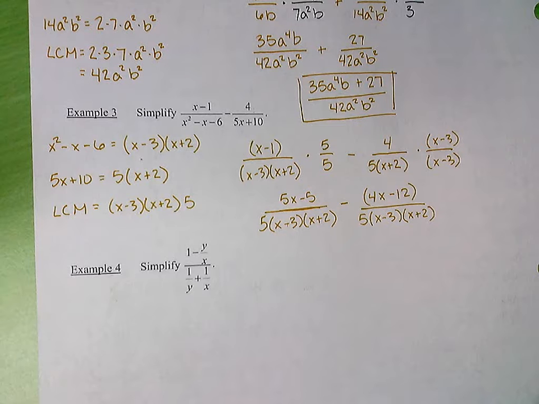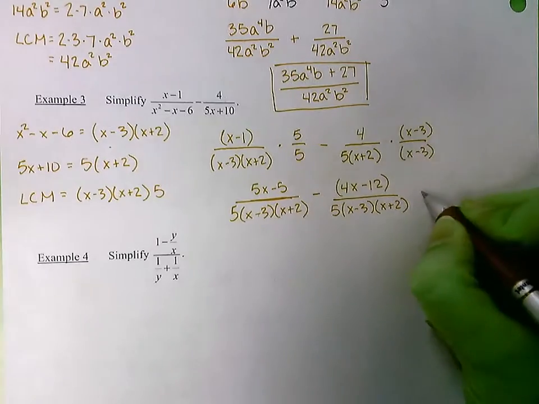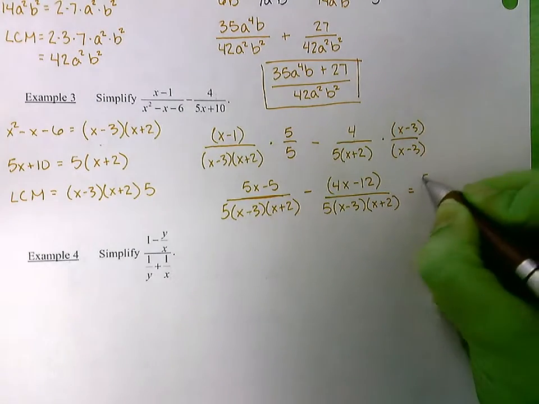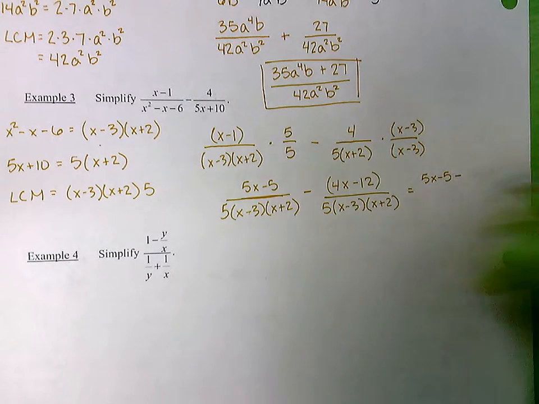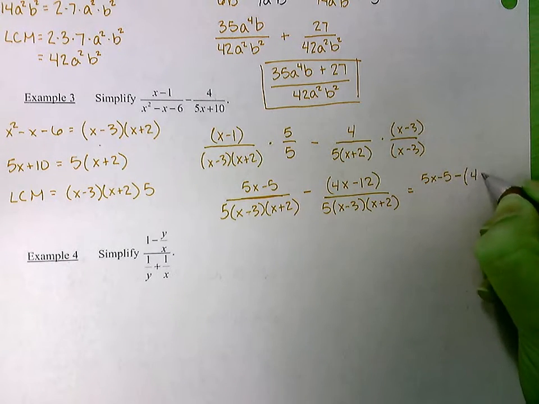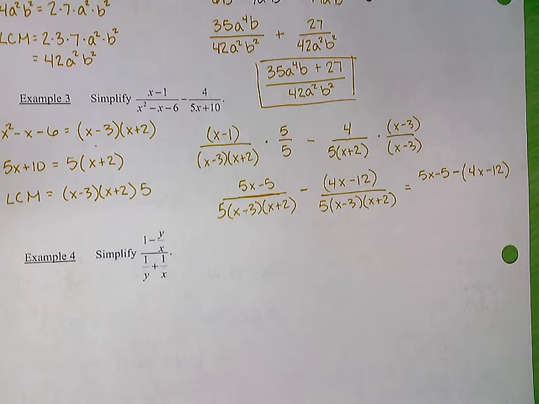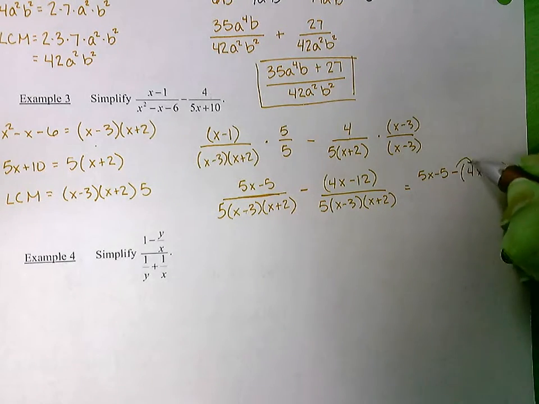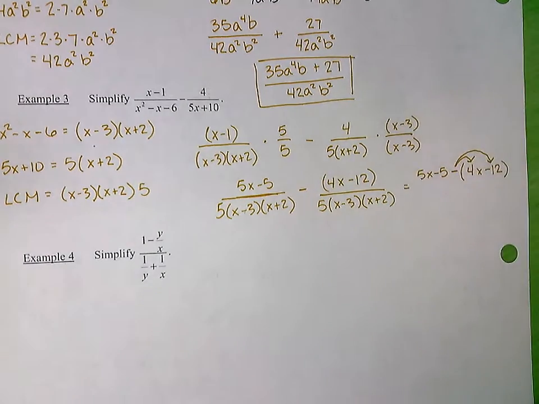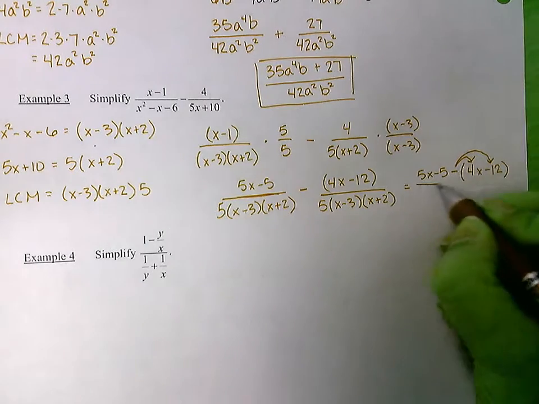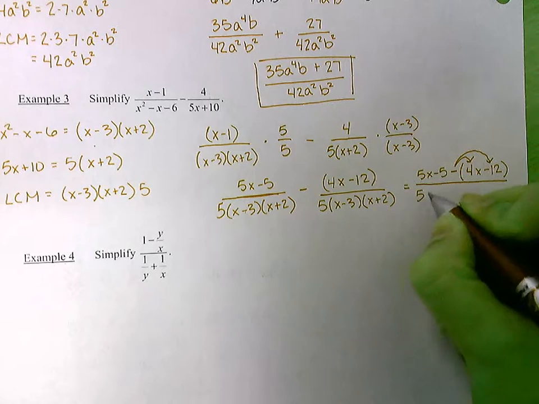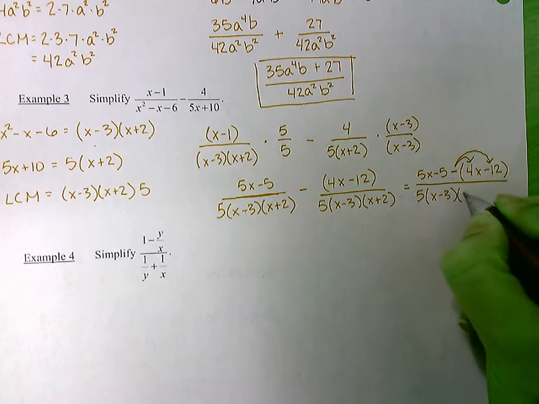Okay, so now that I have a common denominator, I can combine my numerators. So here I have 5x minus 5, and I'm going to subtract this quantity of 4x minus 12. When you're subtracting, you need to distribute that subtraction to all of your terms in that numerator. That's why I added those parentheses, so you don't forget you need to distribute this. That will all be over this 5 times x minus 3 times x plus 2.